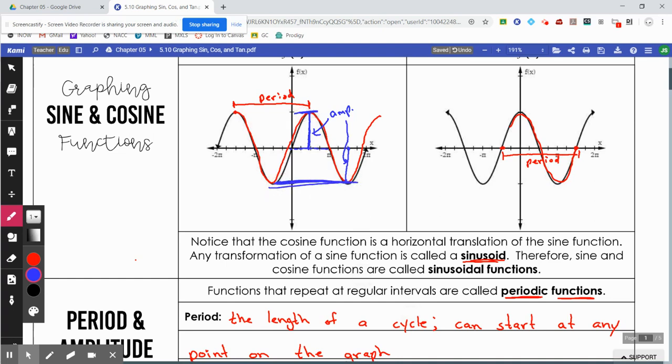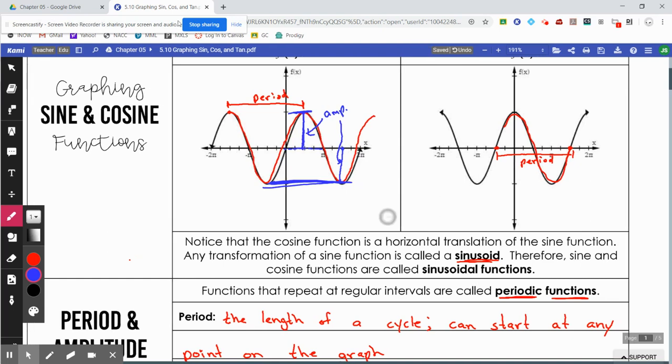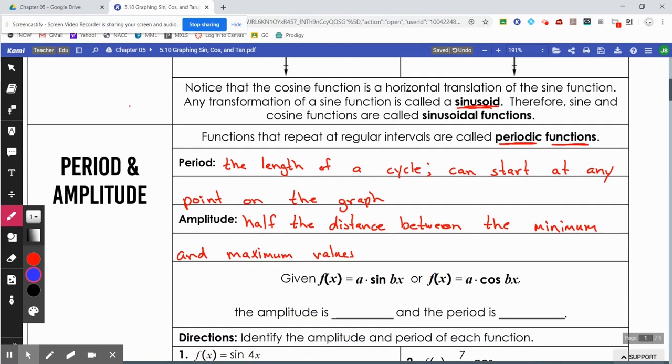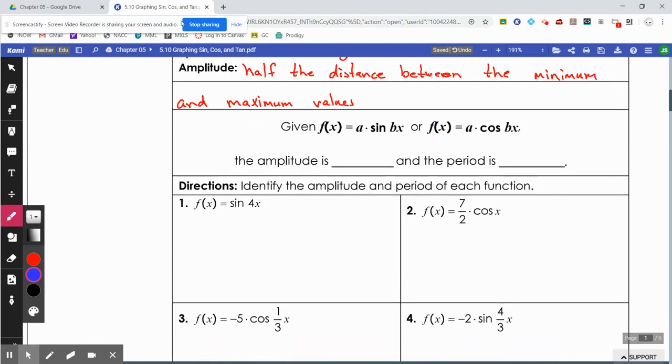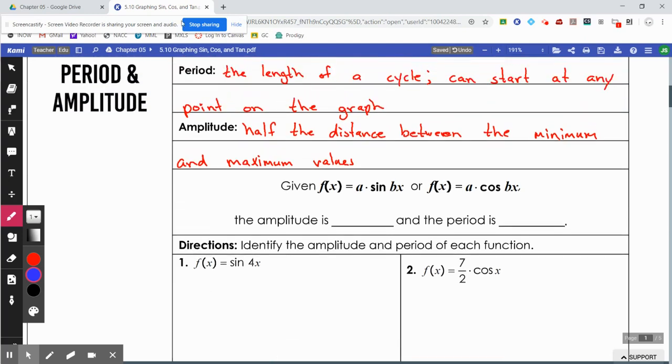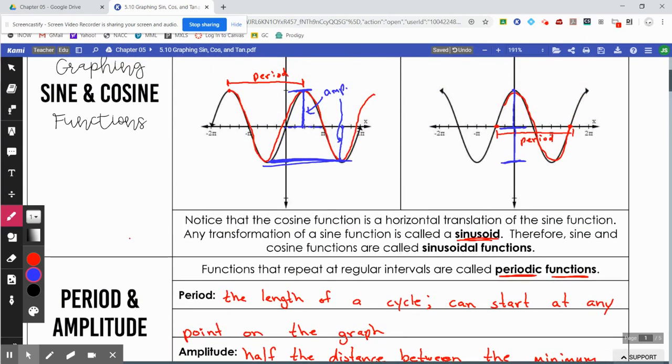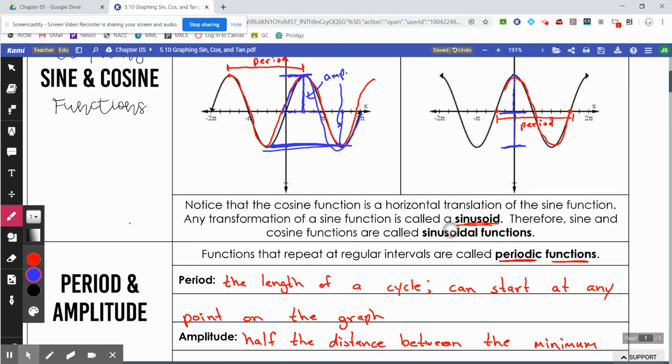Or you can find the total distance from the top down to the very bottom. The amplitude would be half the distance of the range of this function. So you could take from the top down to the center of this graph, that would be an amplitude, or from there to the bottom, that would be another amplitude. So half of the total distance. So given a normal sine curve, as you can see here, it is going to have an amplitude of 1, and a period of 360 degrees.